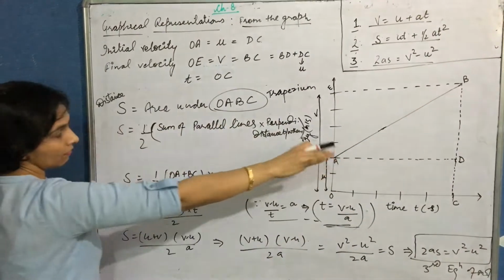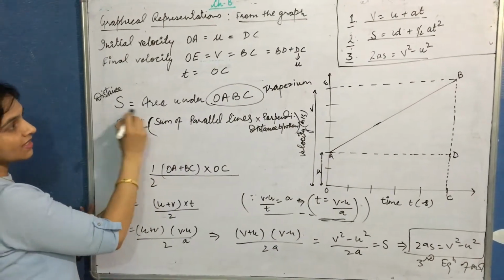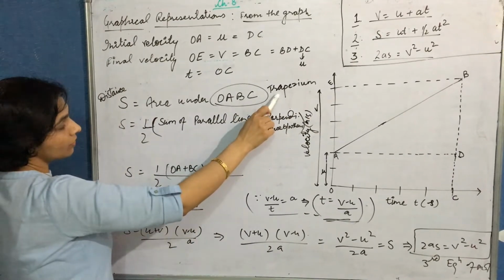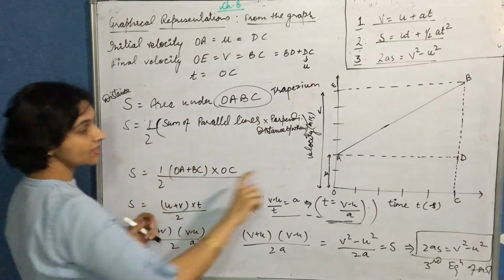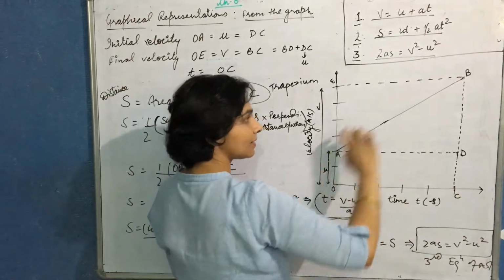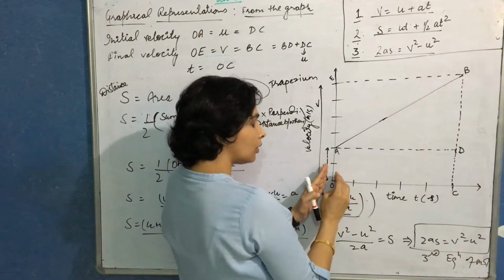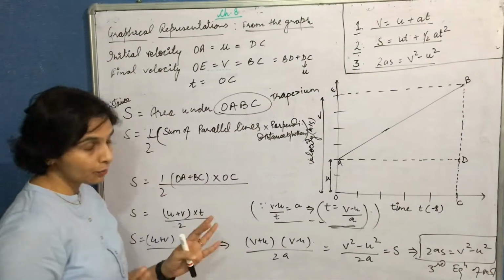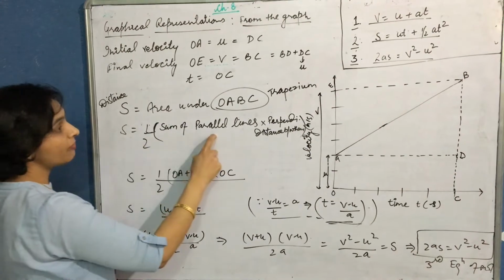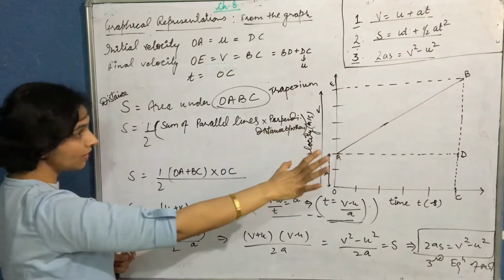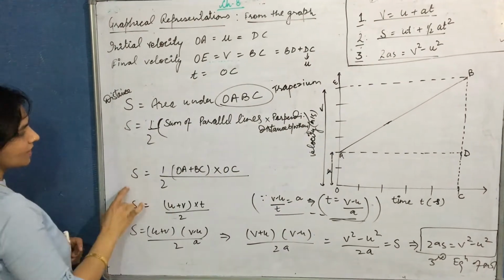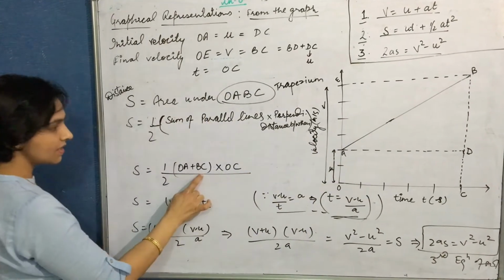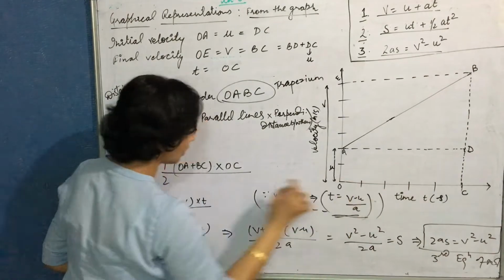OABC, this figure. So distance S is the area under OABC. OABC is what? A trapezium. What is the area of a trapezium? The sum of the parallel sides into the perpendicular distance between them, divided by 2. So half of the sum of parallel lines into the perpendicular distance between them. So S is half of the sum of parallel lines OA plus BC into the distance OC.